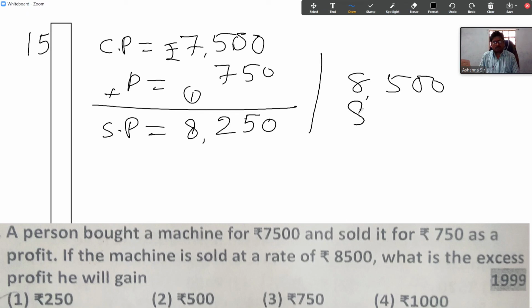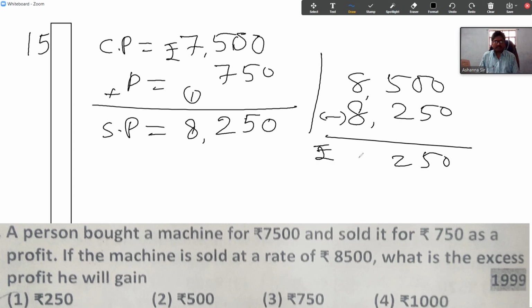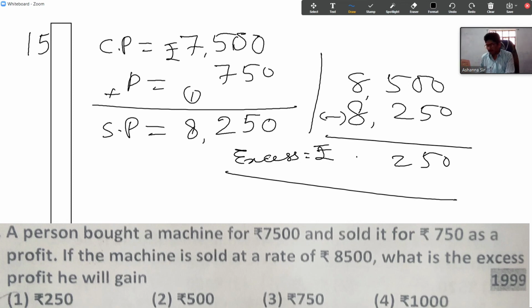We have to subtract this 8,250. So by observing, we can get 250 rupees excess profit. Excess profit he will get. So option 1.